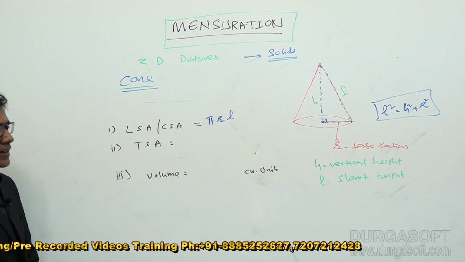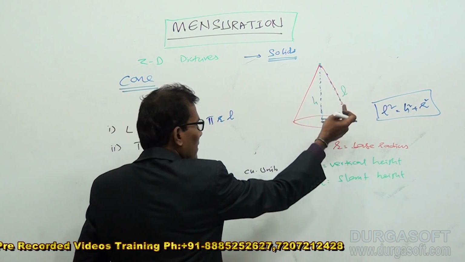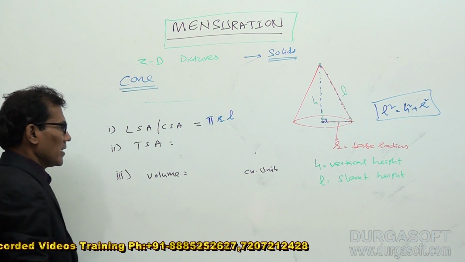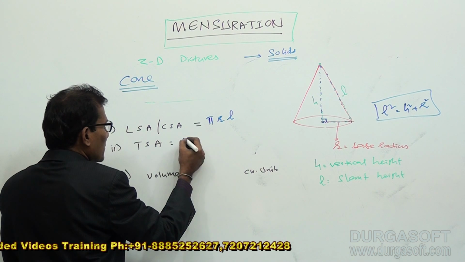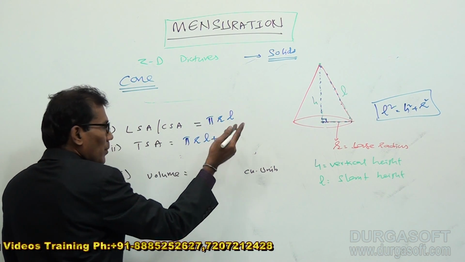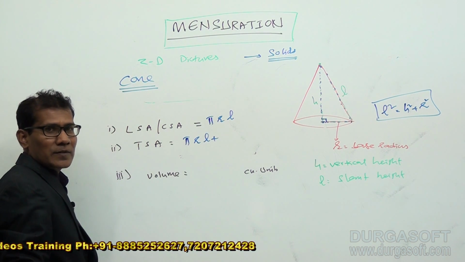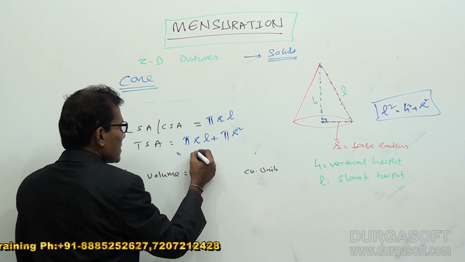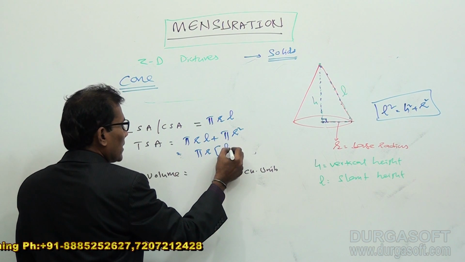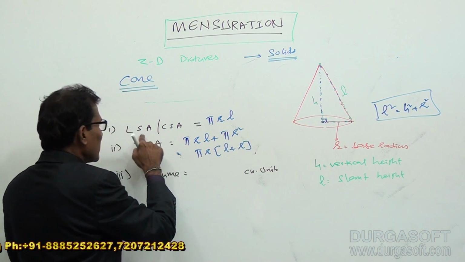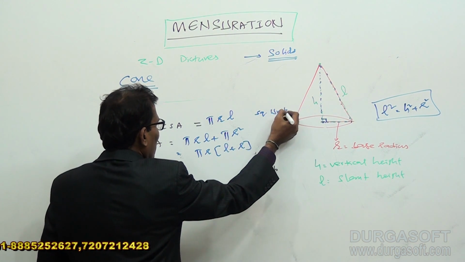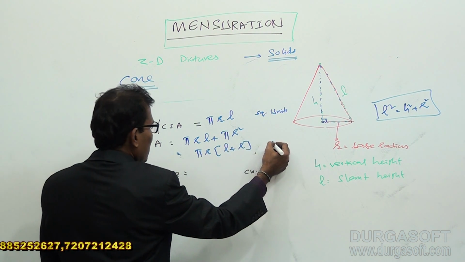And what about the total surface area? We know that curved surface area plus bottom area, together it is going to be the total surface area. As we know, the lateral surface area is pi r L, and the bottom is in the shape of a circle. Area of the circle is pi r square. Doing a little bit of math, pi r is common in both, then L plus r. Since it is a surface area, it is expressed in square units.